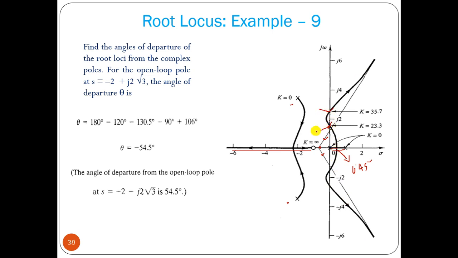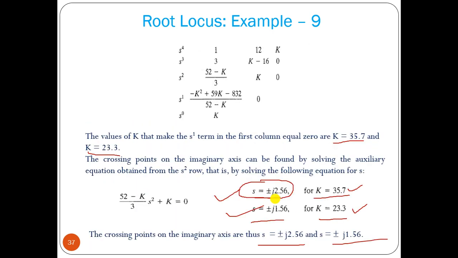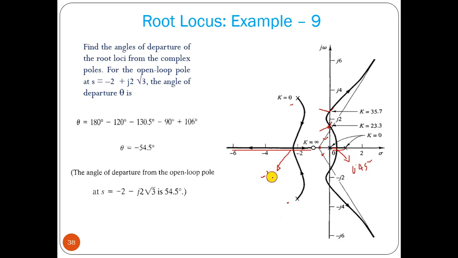That is the plot that we are getting, and we have another breakaway point, which is minus 2.26. Now what happens here, it should depart at an angle, and it breaks away, and one enters into this finite 0, another one goes to infinity along the 180-degree line. Now we have to find out the angle of departure.